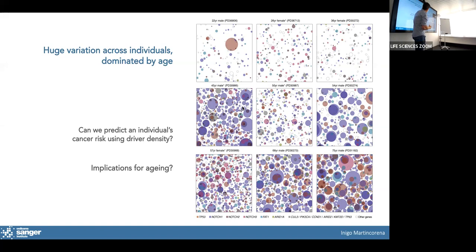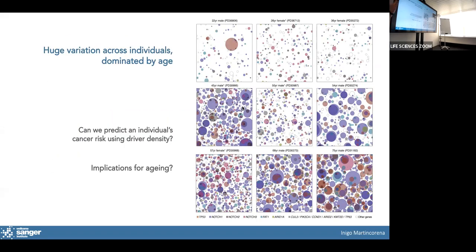The second observation is that even though age dominates, you can see plenty of variation across individuals. So these are 3 middle-aged individuals. This is a heavy smoker. This is a moderate smoker. And this is a non-smoker, for example. You can see plenty of heterogeneity. And really, with 9 individuals, we don't know what explains this heterogeneity. Is it environmental exposures? Is it lifestyle habits? Is it genetics? We don't know.